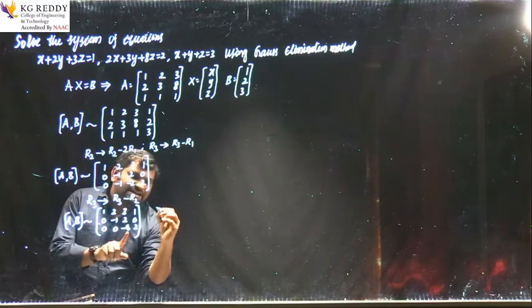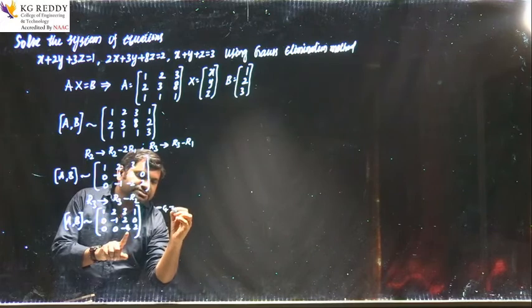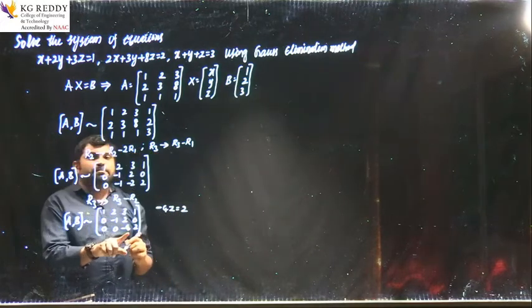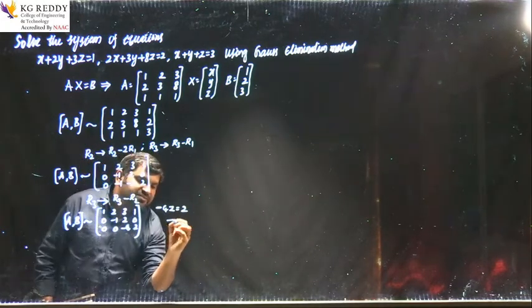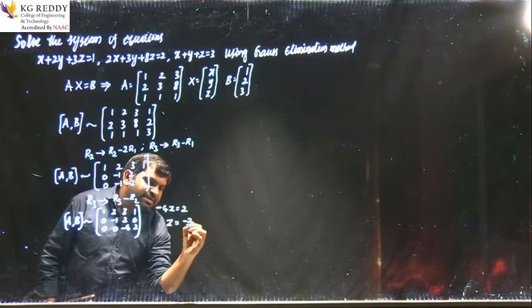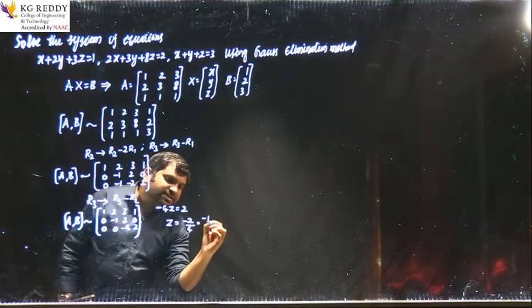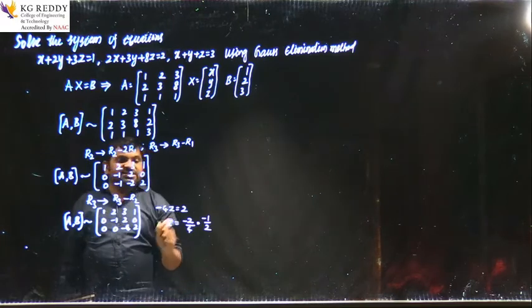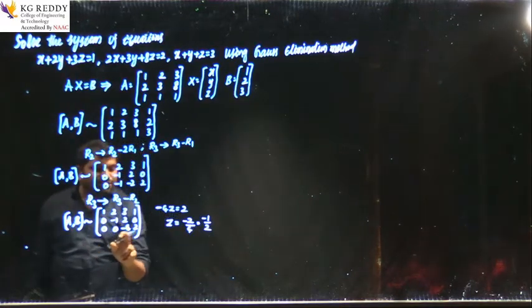So from that last one, minus 4z equals 2. This is backward substitution. Therefore z equals minus 2 by 4, which is equal to minus 1 by 2. So we got the z value, and now the third row is completed.